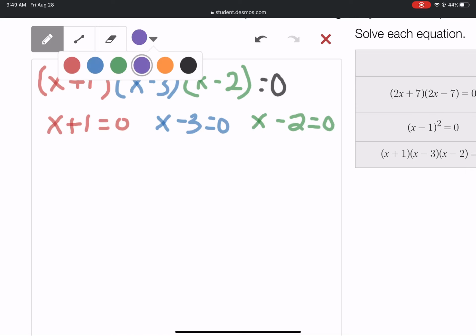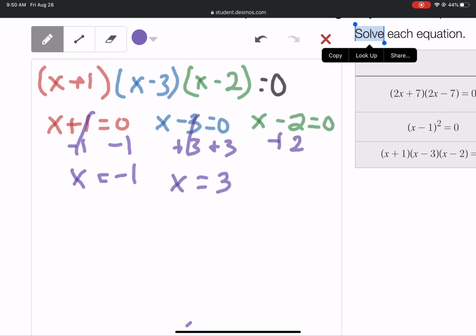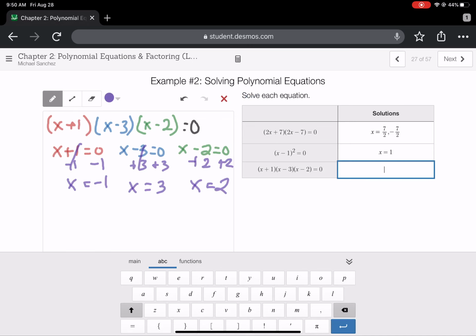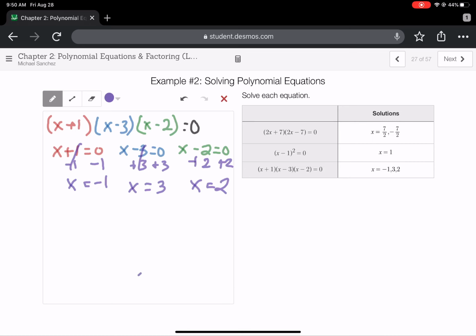And I'm going to solve all of them by using the inverse operations. Minus 1. X equals negative 1. Plus 3 to both sides. X equals positive 3. Plus 2 to both sides. And I get x equals 2. So my three solutions, this problem has three solutions. I have x equals negative 1, positive 3, and positive 2. So we have our three solutions, negative 1, 3, and 2.